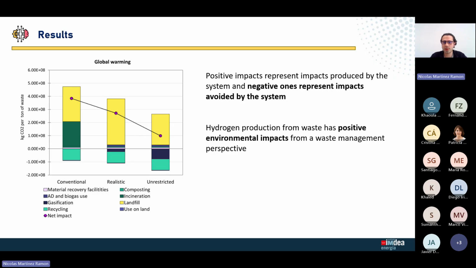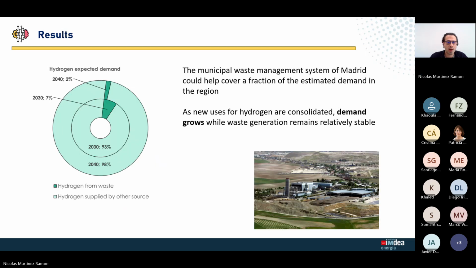So what we can conclude is that hydrogen production from waste has a positive environmental impact from a waste management perspective. And when we assess how much hydrogen we can produce hypothetically and potentially, especially potentially in this case, we see that the waste management system of Madrid, the one that only deals with the waste of the municipality of Madrid, could help cover a fraction of the estimated demand for the region for 2030 and 2040.